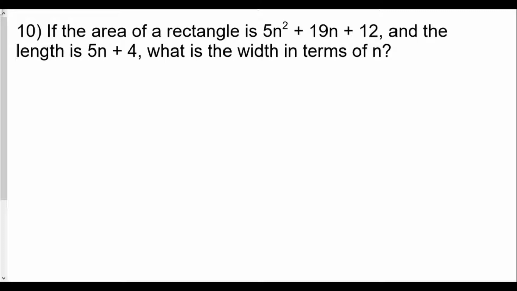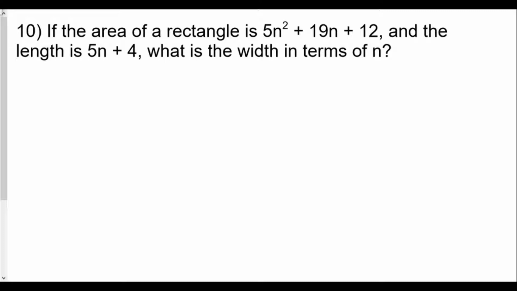All right, everybody. So let's go, number 10. This is kind of a word problem here. If the area of a rectangle is 5n squared plus 19n plus 12, and the length is 5n plus 4, what is the width in terms of n?